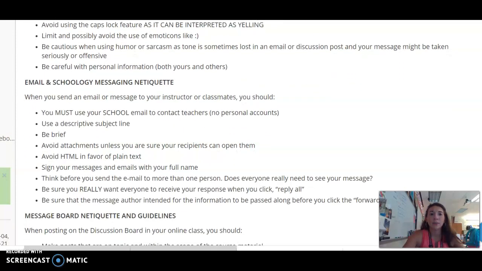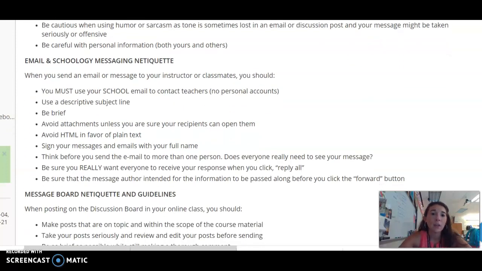As far as email and Schoology messaging netiquette, you must use your school email to contact teachers, no personal accounts. Use a descriptive subject line. Be brief. Avoid attachments unless you are sure your recipient can open them. Avoid HTML in favor of plain text, so like PDF. Sign your messages and emails with your full name.